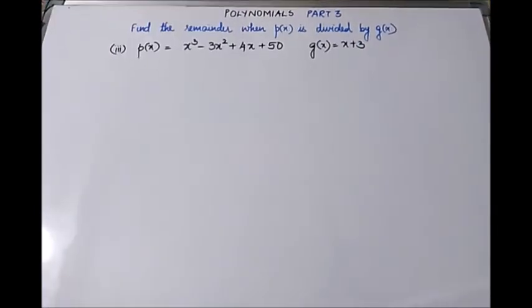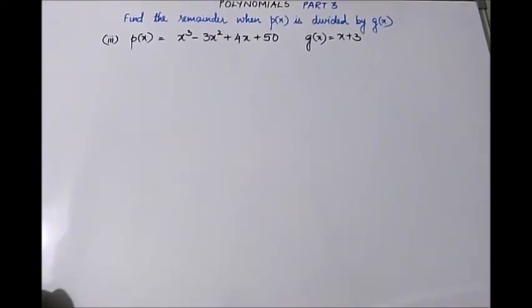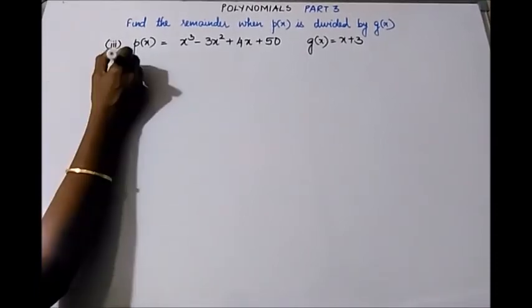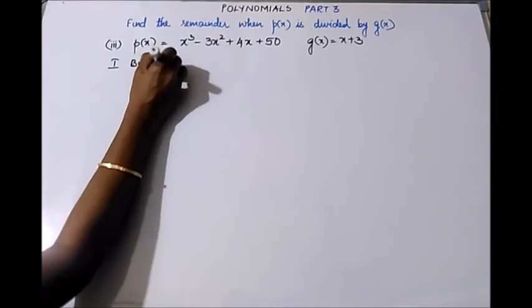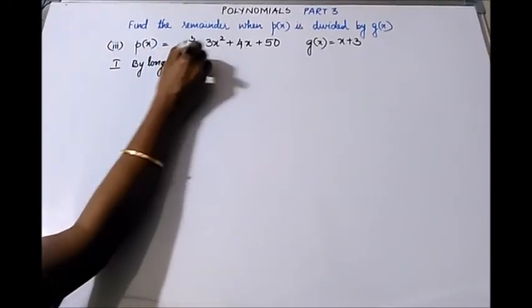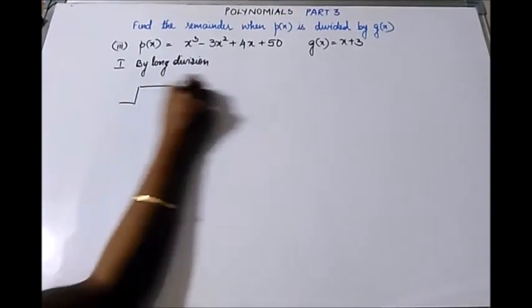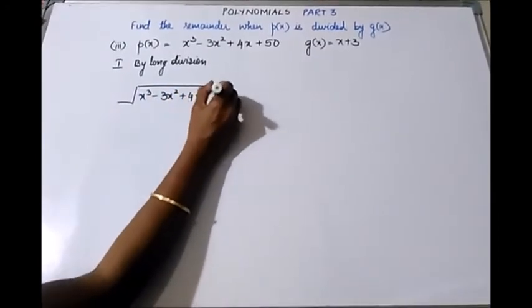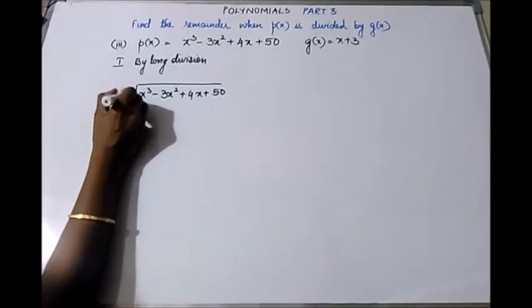Next question. P of x equal to x cube minus 3x square plus 4x plus 50 and g of x is x plus 3. Here also we are going to use both the methods. First by long division method. X cube minus 3x square plus 4x plus 50. Divisor is x plus 3.